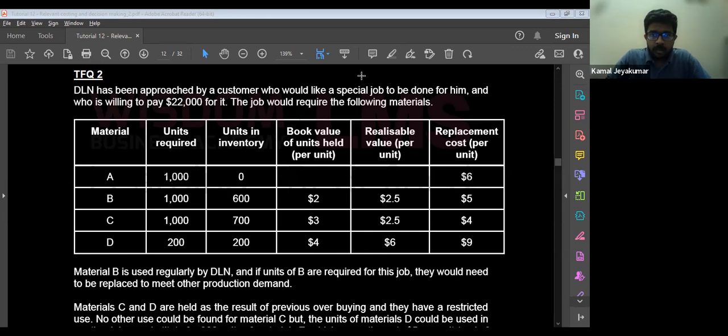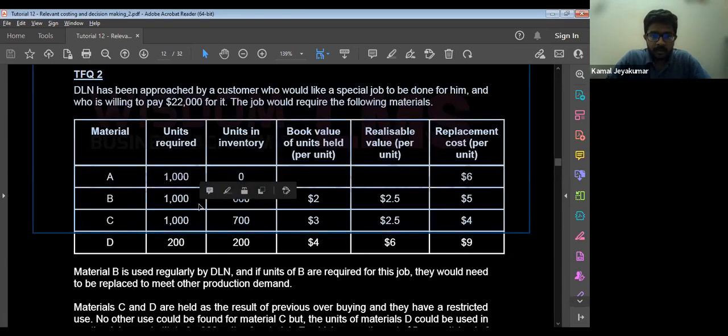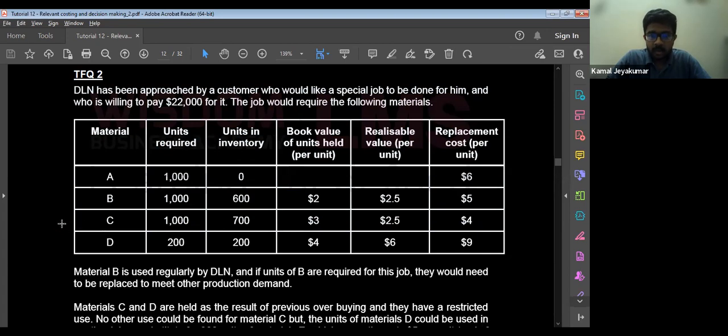Right, okay, thank you. Material A is okay. Now look at material B. Material B, again, you need 1000 units, right? You have 600 units in your inventory, right? That means 400 units you have to purchase from outside, right? That is for sure, because you need 1000 units, you have only 600 units. That means 400 you have to purchase, no?